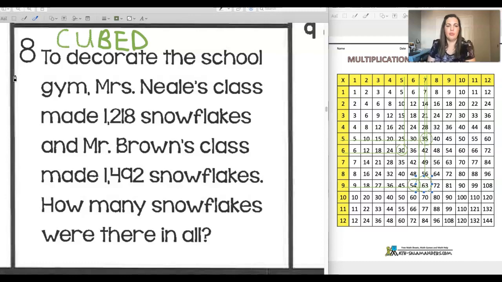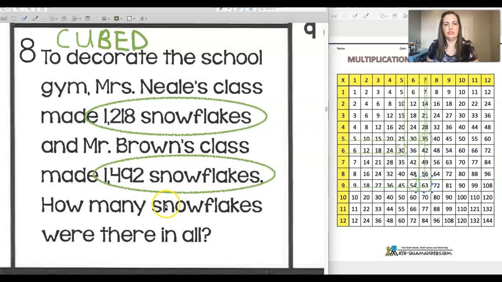Mr. Brown's class made 1,492 snowflakes. How many snowflakes were there in all? Let's go ahead now and circle the numbers in units. So I have 1,218 snowflakes. In this case, snowflakes is my unit. Then I have 1,492 snowflakes here.